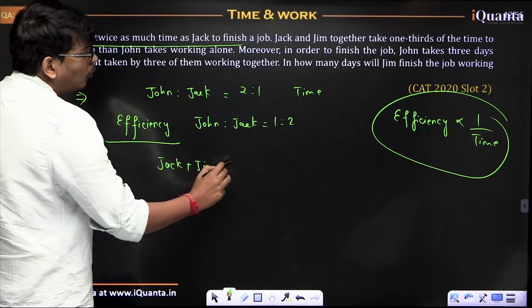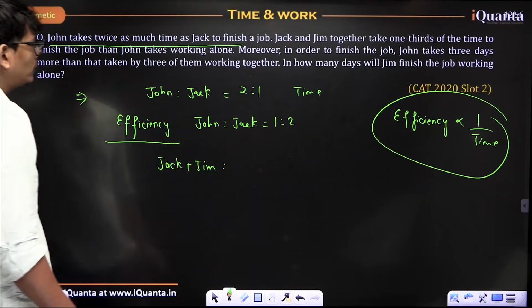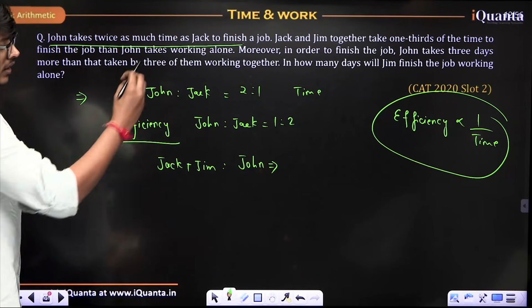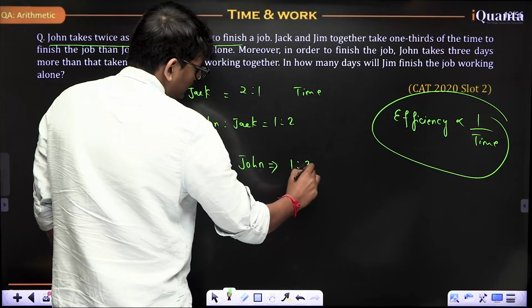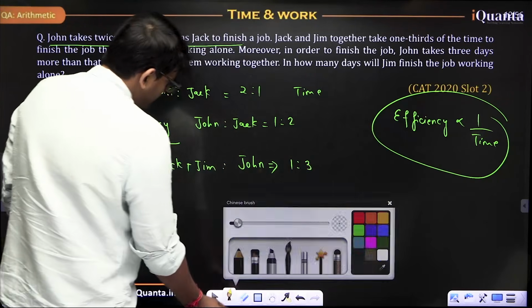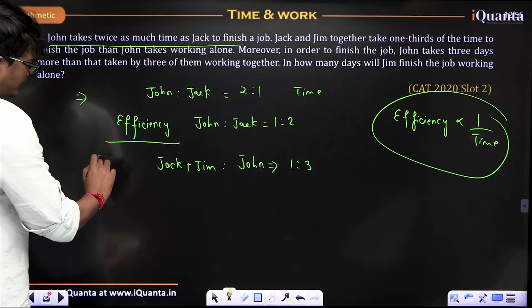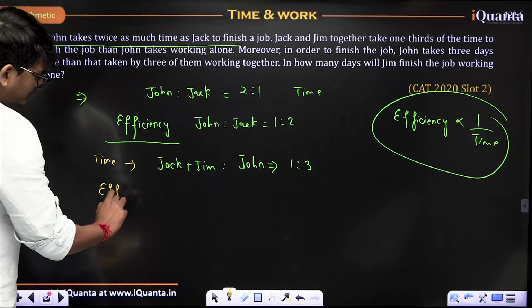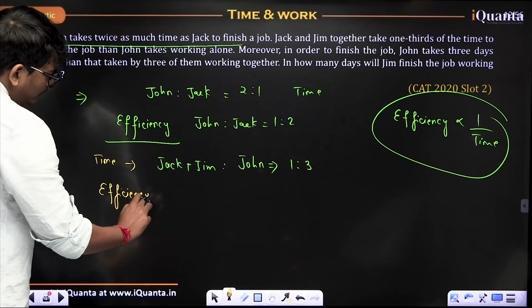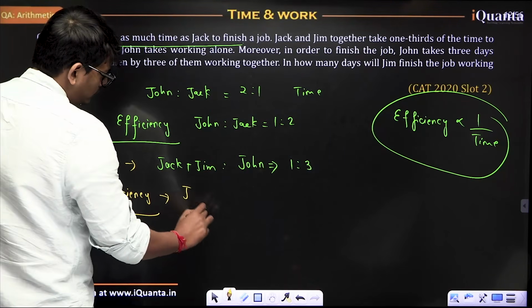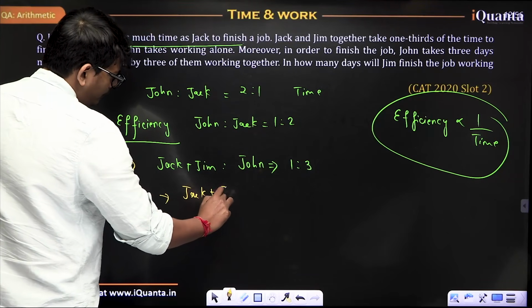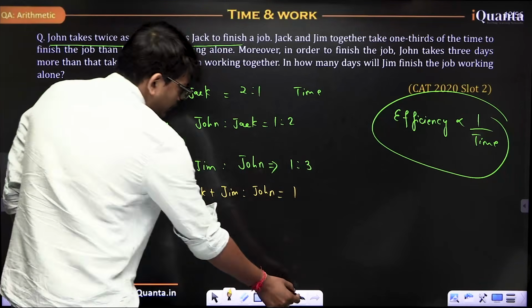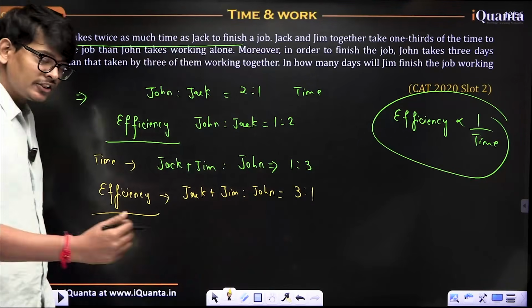Next, Jack and Jim take 1/3 of the time to finish the job than John takes alone. So ratio कितना है? Ratio है यहाँ पे 1/3, मतलब 1:3. ठीक है जी. इसका क्या मतलब है यहाँ पे कि आपको टाइम का रेशियो मिल गया है. You got the ratio of time. So you can say efficiency ratio of Jack plus Jim to John will be 3:1. Inverse relation hai, right?